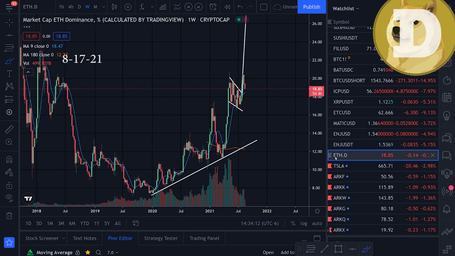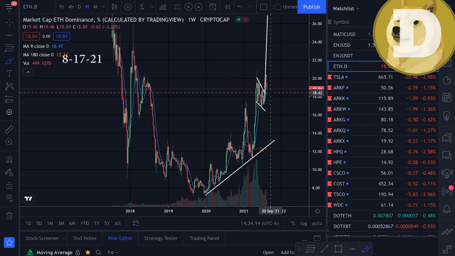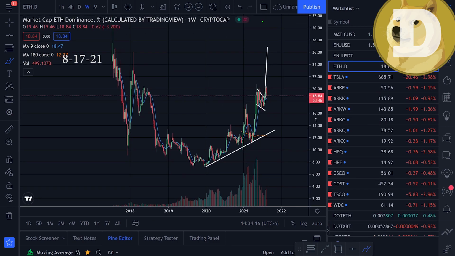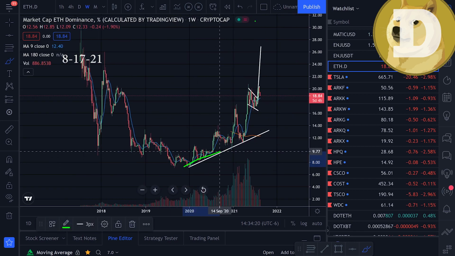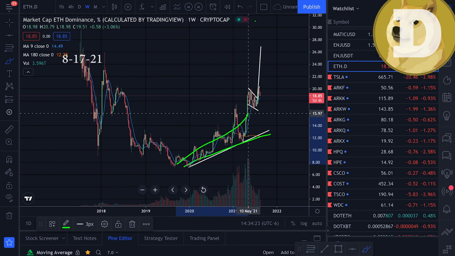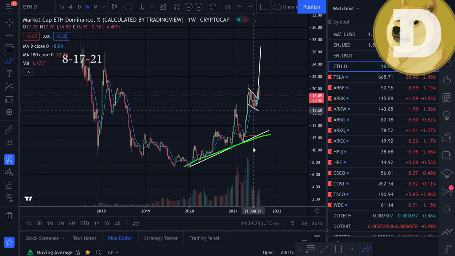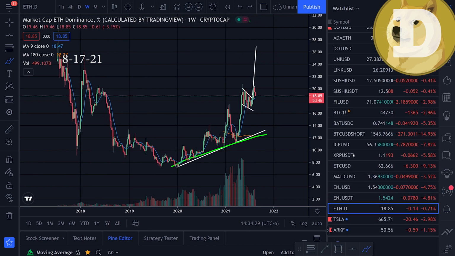Let's go to Ethereum real quick just to get a quick look at it. This is the weekly time frame, and we're getting a downtrend right now, but in general it's looking like it's trending up. In general, it's a good uptrend. That looks like an uptrend to me. But yeah, let me know what you guys think.